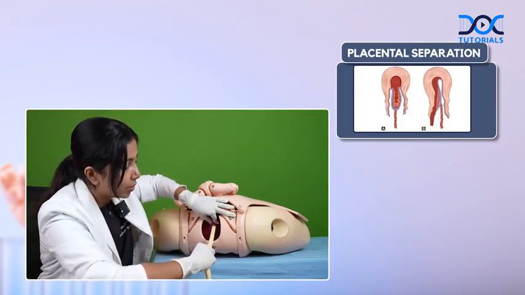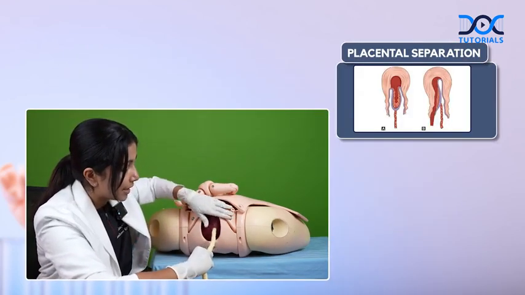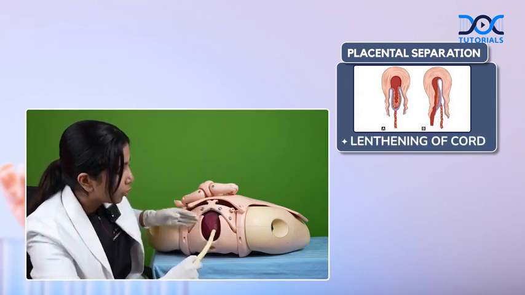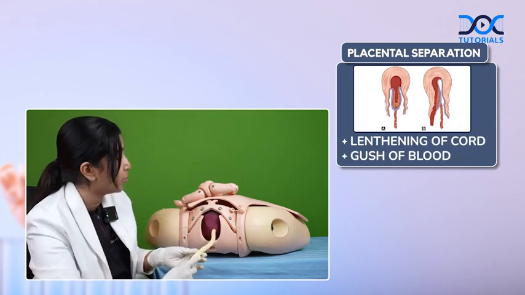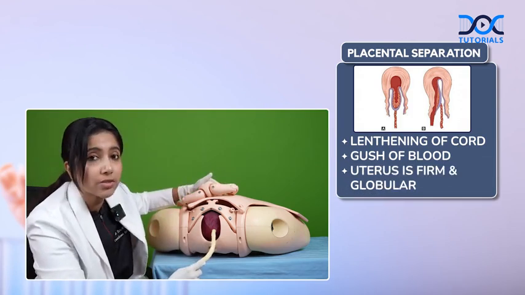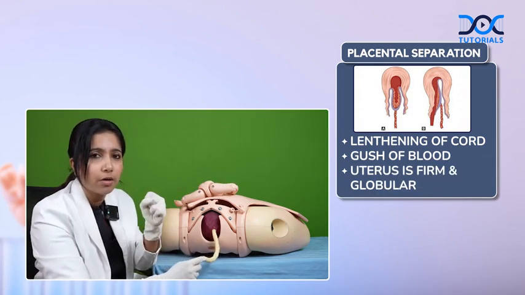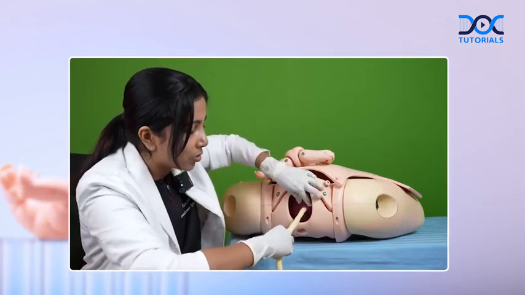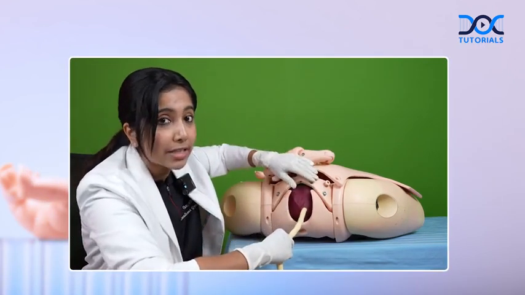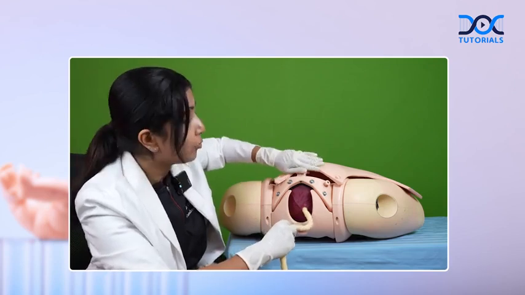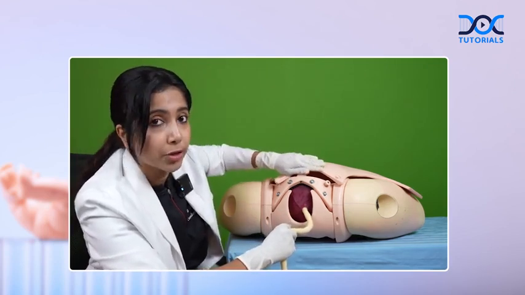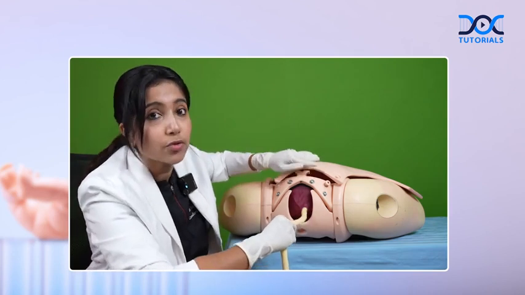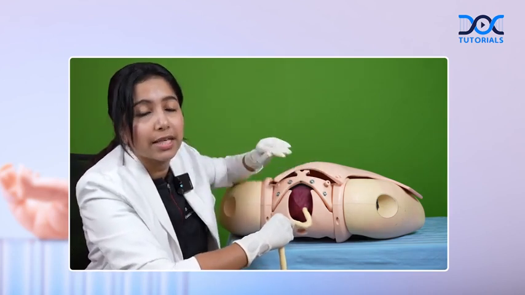So you are going to give a controlled cord traction where you will see that there is lengthening of the umbilical cord. Then you can see the gush of blood which is coming outside. And when you palpate the uterus, you feel that the uterus becomes firm and globular at this point of time. So you give a gentle cord traction that is known as controlled cord traction. You have to give a suprapubic pressure. You are going to give a pressure over the uterus upwards so that the uterus does not invert and come outside.